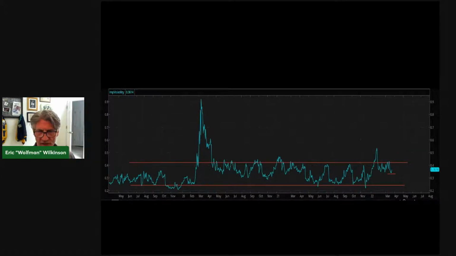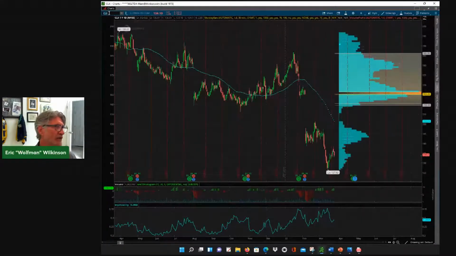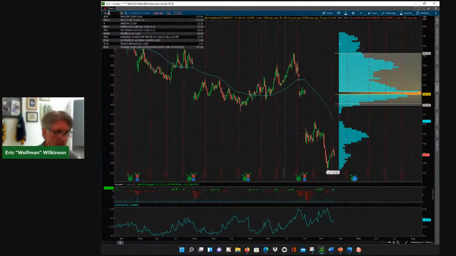I bet I could pull up a Tesla chart. This is another underlying I was looking at. This one's pretty close to that one, Tesla, but let's look at Tesla.